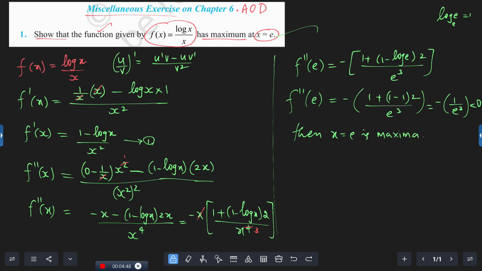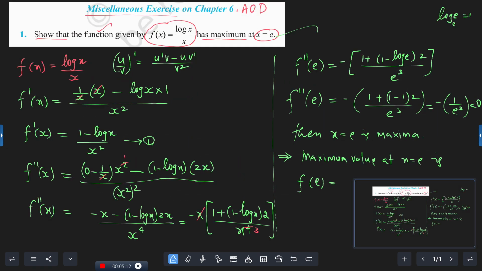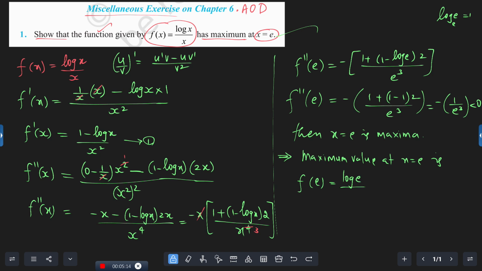If you want to know the maximum value, substitute x equal to e in the function. So what you will get is log e divided by e. Log e to the base e is 1. So 1 by e is the maximum value at x equal to e. This is a 2 mark question.